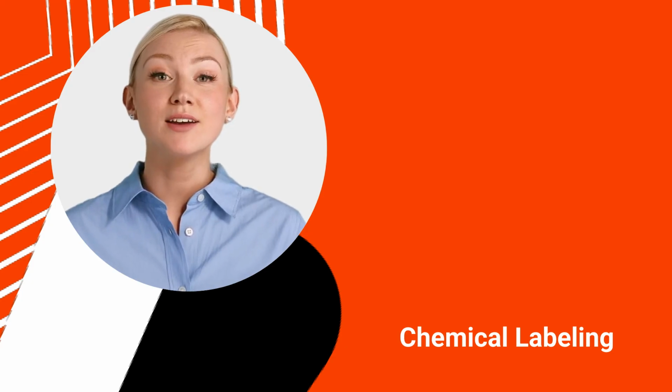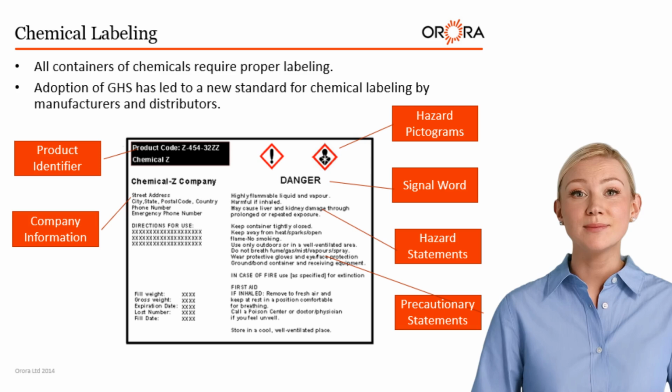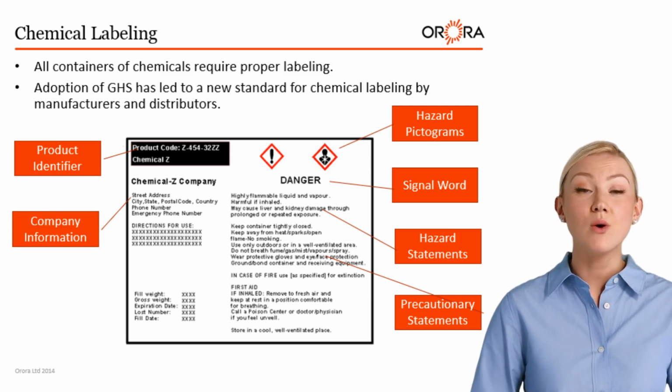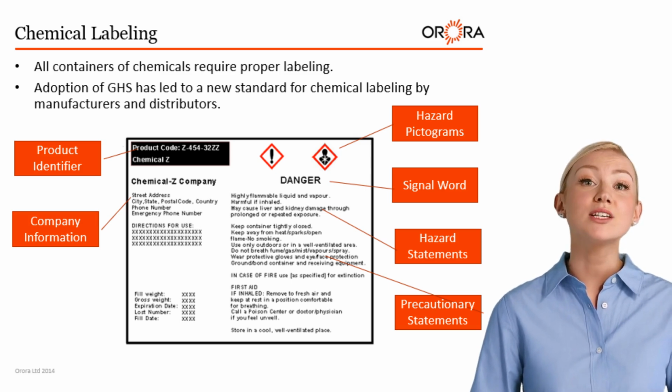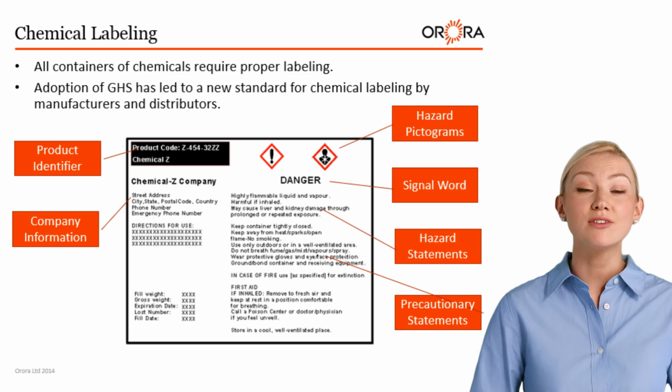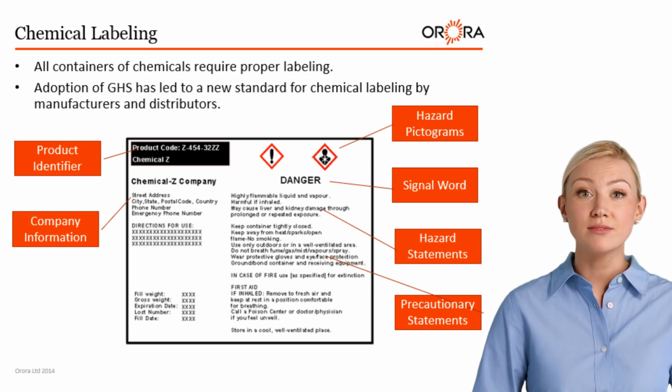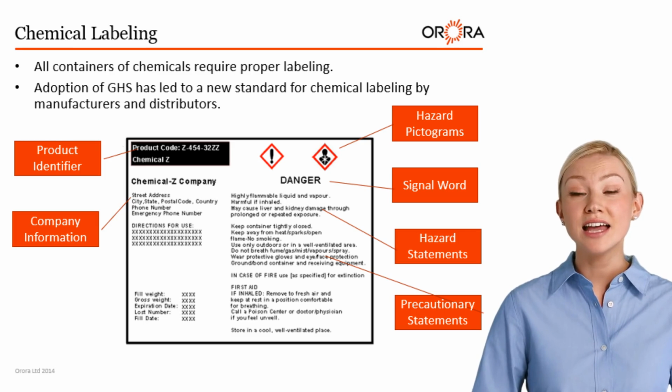Now let's review chemical labeling. All containers of chemicals require proper labeling. Adoption of GHS has led to a new standard for chemical labeling by manufacturers and distributors. Here are the required components of a proper chemical label: product identifier, company information, hazard pictograms, signal word, hazard statements and precautionary statements.